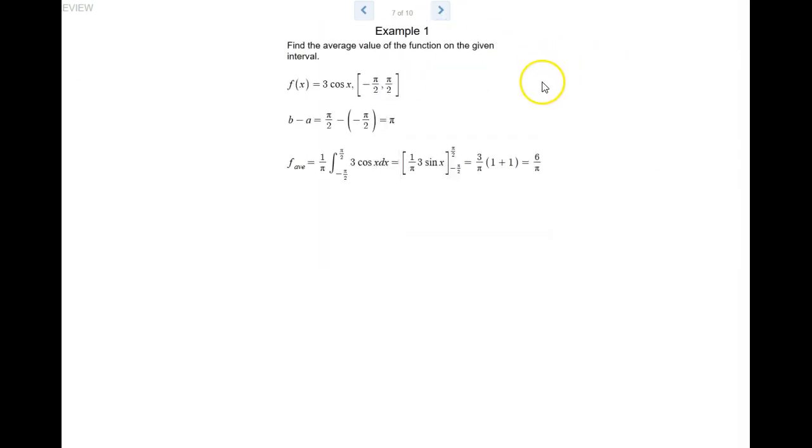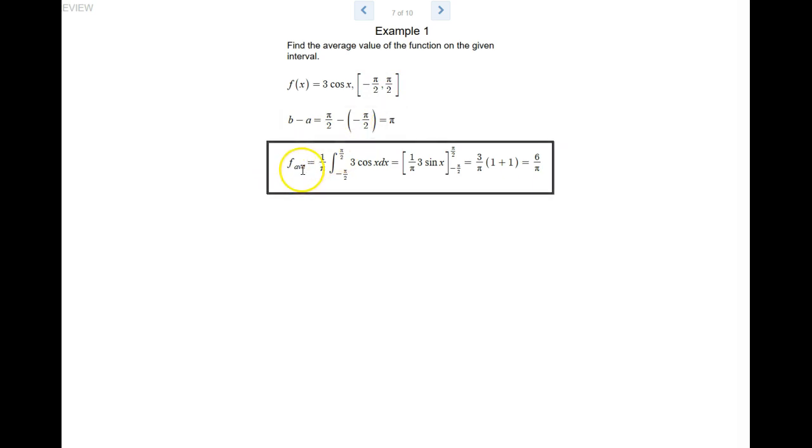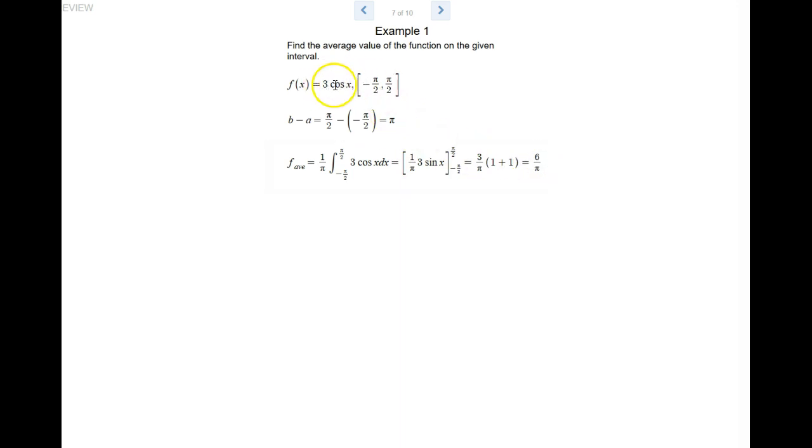So let's look at another example. To find the average value of 3 cosine x on the interval minus pi over 2 to pi over 2, I determine the length of my interval, just pi. Then the function average is 1 over pi times the definite integral from minus pi over 2 to pi over 2 of 3 cosine x. Finding that definite integral, I get 6 over pi. So that's the average value of this function on minus pi over 2 to pi over 2.